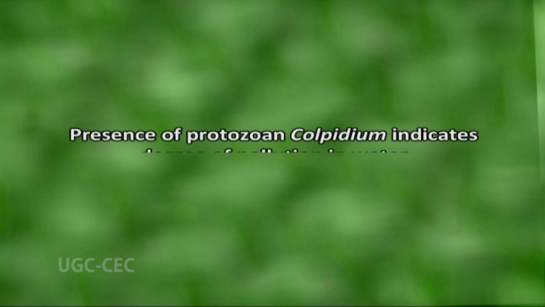Systematics helps us in tracing out indicator organisms, as the presence of certain organisms provides important information. For example, the presence of the protozoan Colpidium indicates the degree of pollution in water. All the pharmaceutical studies are based on the work of taxonomists.